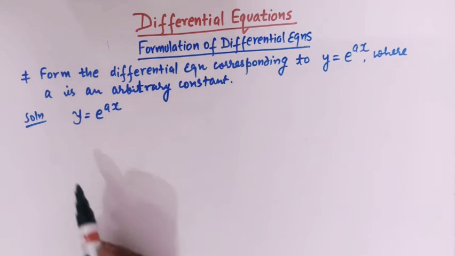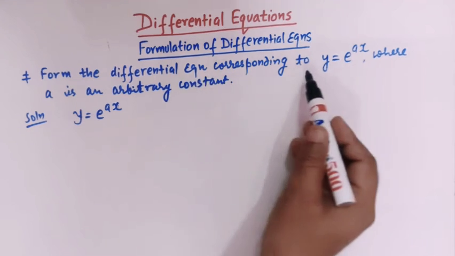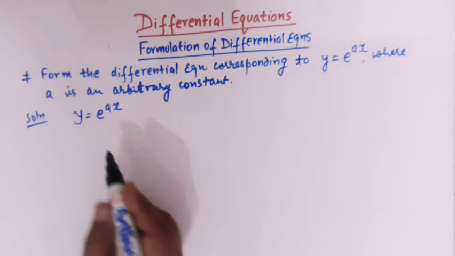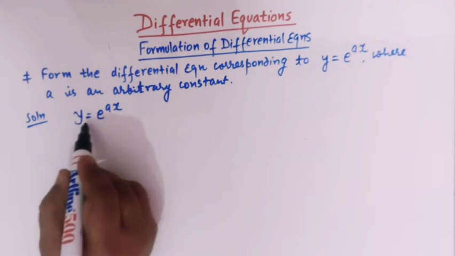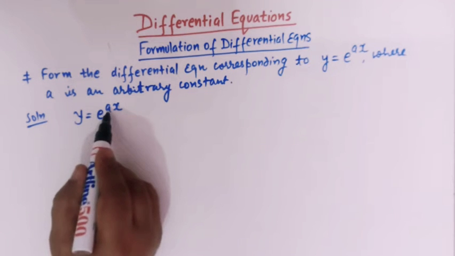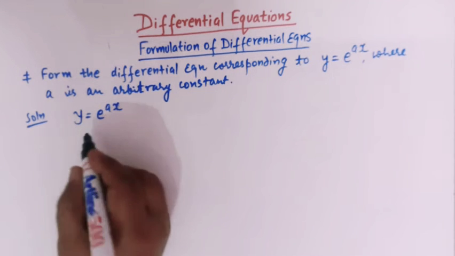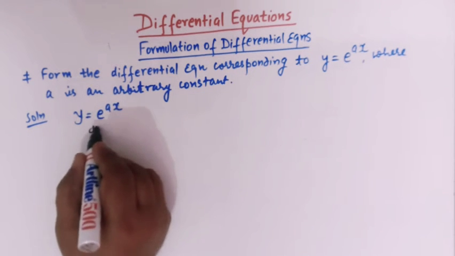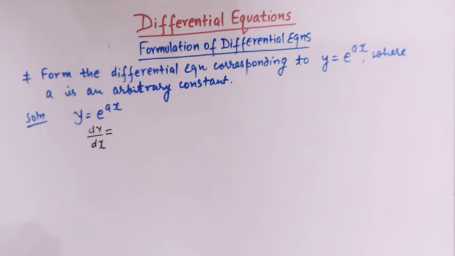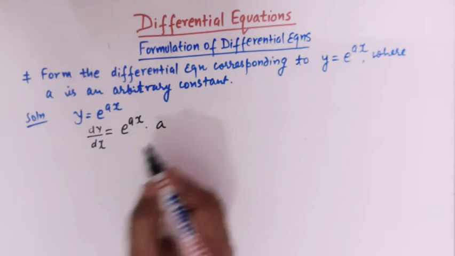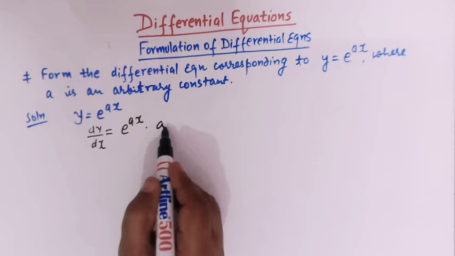Now let us take this problem. Here we have to form the differential equation corresponding to y equal to e raised to ax, where a is an arbitrary constant. Here we see that the number of constants in this general solution is only 1, which is a. So we have to differentiate this general solution only once. So differentiating both sides with respect to x, we get dy over dx is equal to e raised to ax times a, right? Because the derivative of x is 1 here, so we have only a.